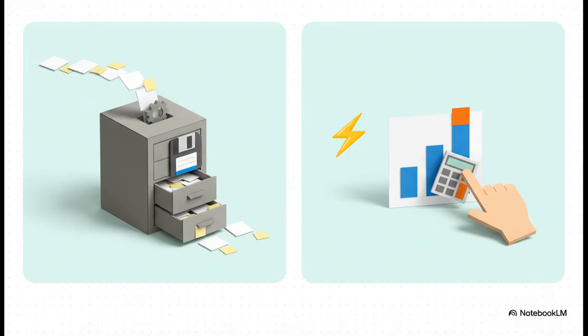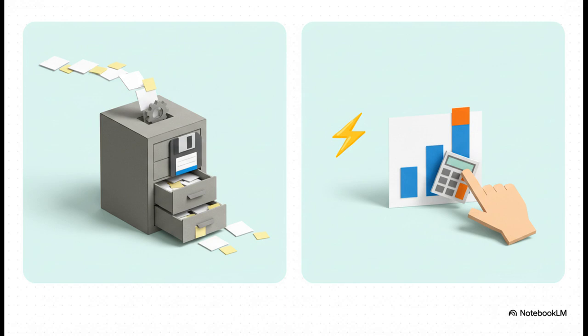Now, what's really cool about DAX is that it gives you two main ways to do your calculations. First, you've got calculated columns. Think of these as pre-calculated answers. The math is done when the data refreshes, and the result is stored for every single row. It's fast to look at, but it eats up memory.